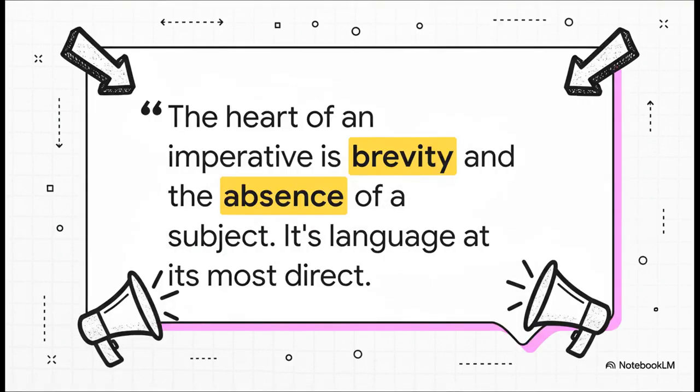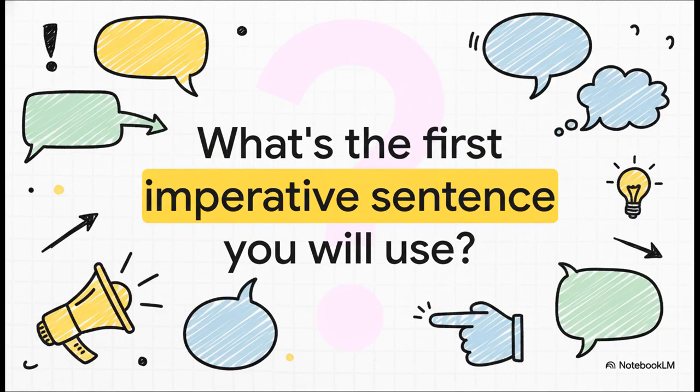You know, this quote really says it all. The heart of an imperative is brevity and the absence of a subject. It's language at its most direct. It truly is all about clear, efficient communication. So now you have all the tools you need to communicate directly and with a ton of confidence, which leaves just one final question for you.